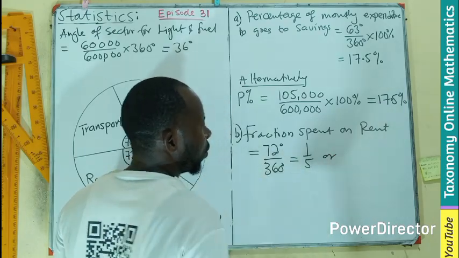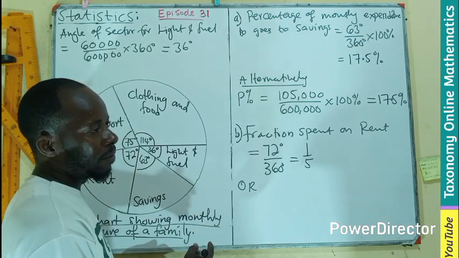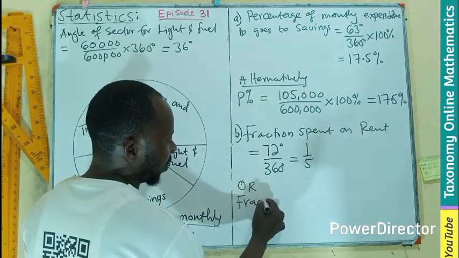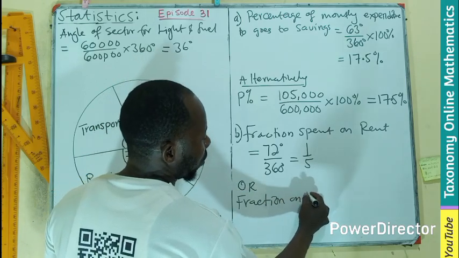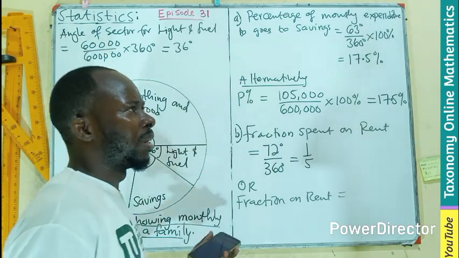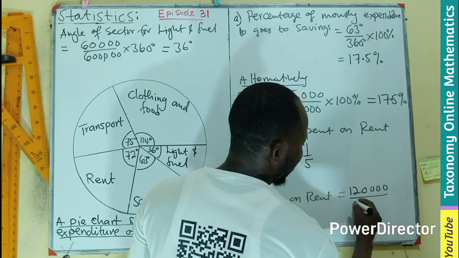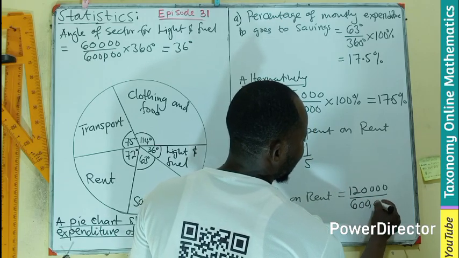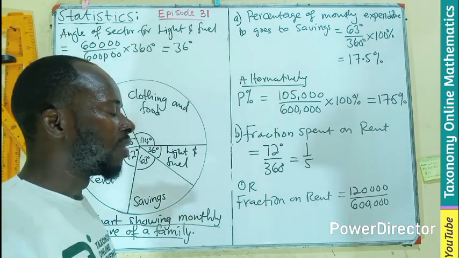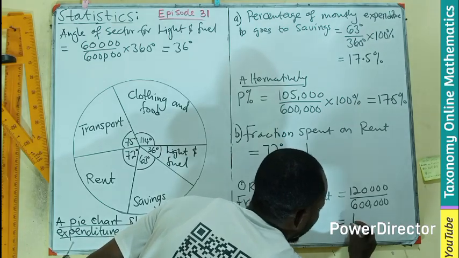Or we can also use the item, the amount spent on rent directly. So the fraction on rent can also be the amount spent directly. I think that was 120,000. 120,000 divided by 600,000. So if those 4 zeros take care of that, 12 goes into 12 once, 12 goes into 60 5 times, and that will still give us what? 1 out of what? 5.